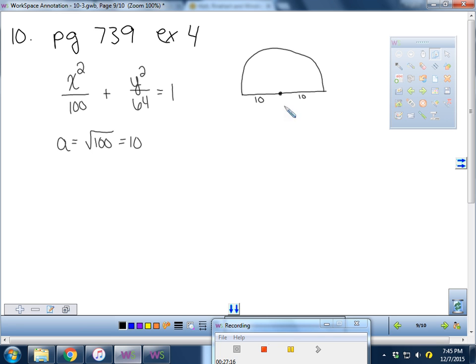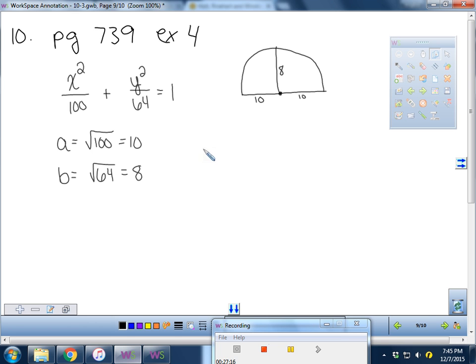Now, to figure out how tall it is, I have to figure out how far I went from the center up. I have to square root the other number, which would represent my b. So I square root the 64, and I get 8. So that means from here up is 8.